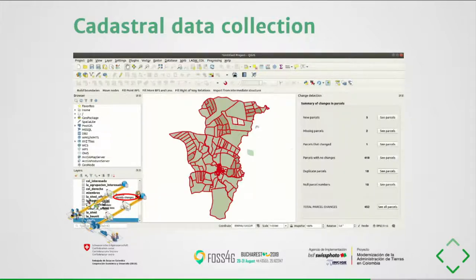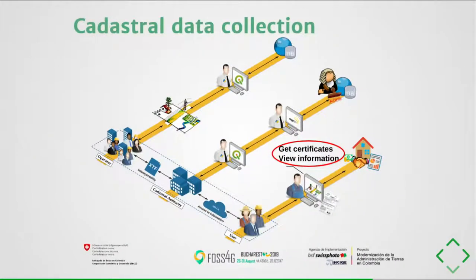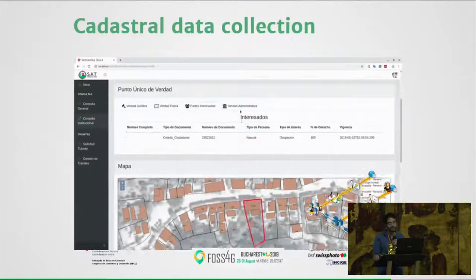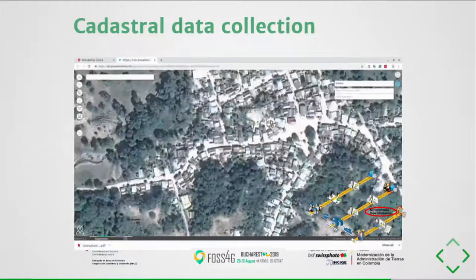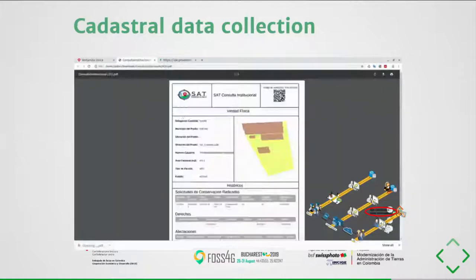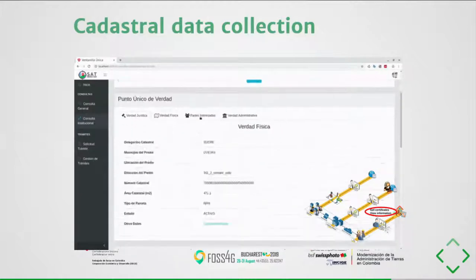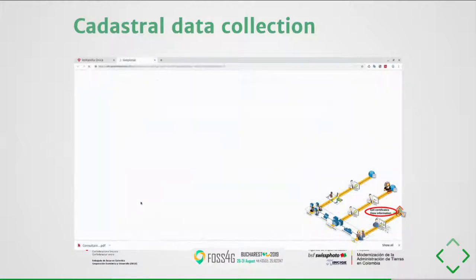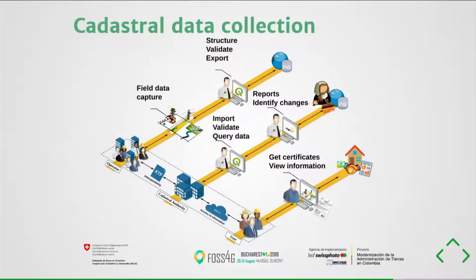And after an internal process, authorities formalize land ownership. Finally, users can get official certificates about rights, restrictions and responsibilities on the land, which supports decision making and guarantees land ownership to the people. This is the whole picture.